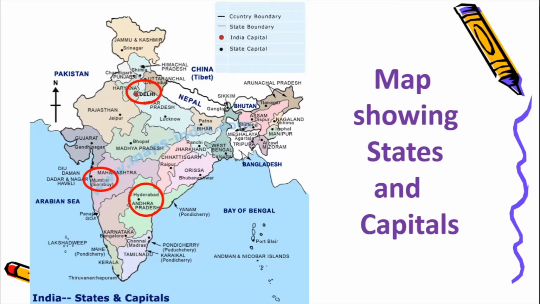You can see many other states and you can read out the capital. For example, see here, Assam is Dispur. Okay, West Bengal is Kolkata. Orissa is Bhubaneswar. So these are all the capitals of the state. So the country has got one capital, which is indicated by one red dot, and whichever states are there, they have their own capitals, which are indicated by the small black dots.